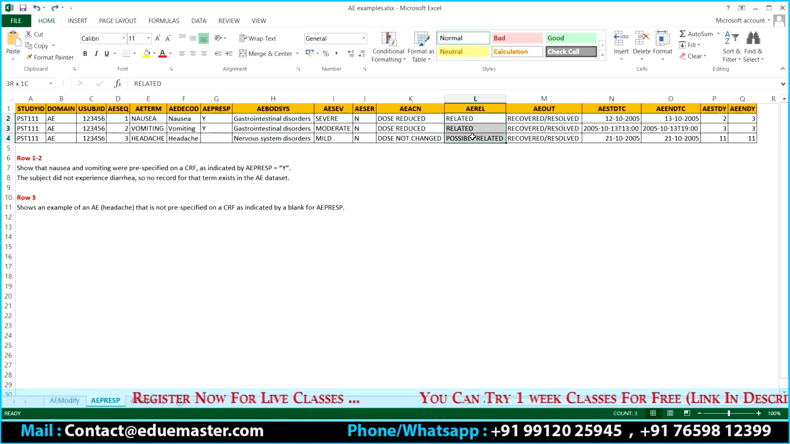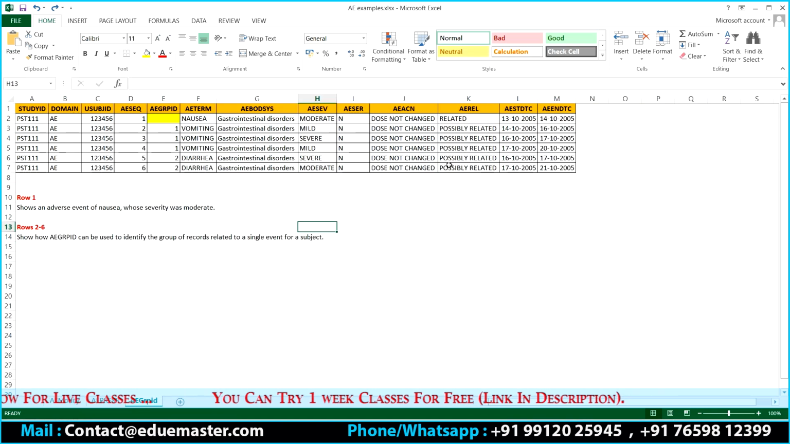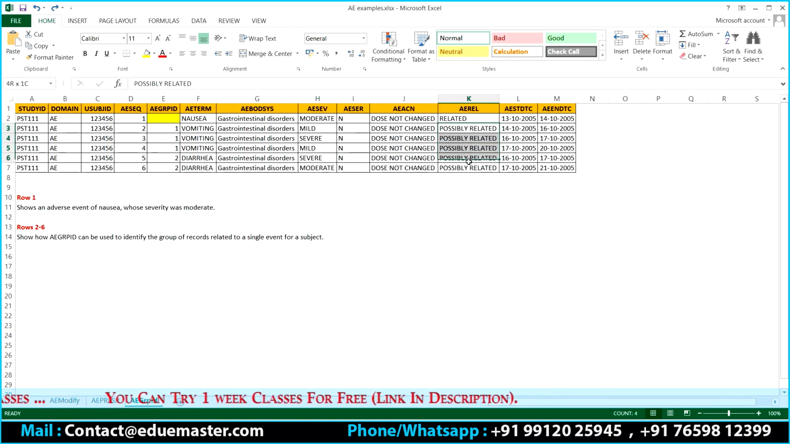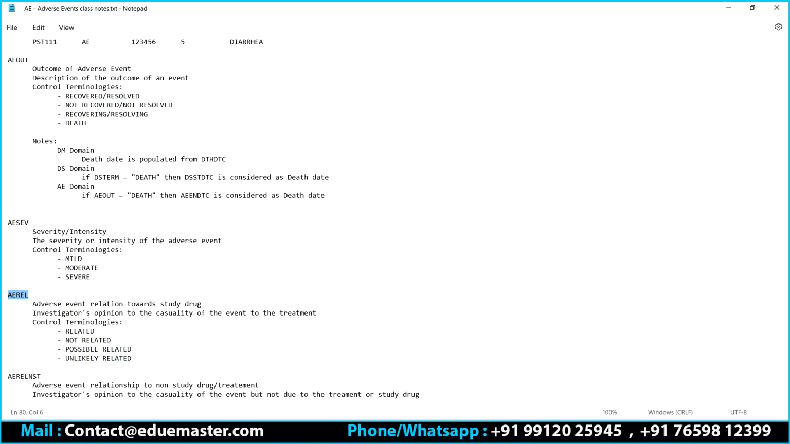Either it will be related or it will be possibly related. If you go to the third one, related and possibly related. Can you see that? So for every event that we are talking about here, what is the relation to this particular study drug? Is it straight away related? Right? Not at all related, possibly related, most likely related. All these are the possible scenarios. Correct?